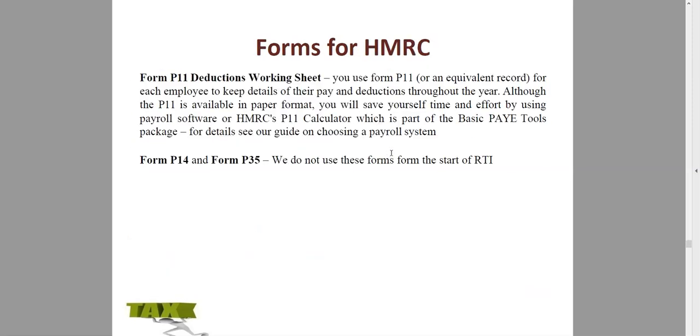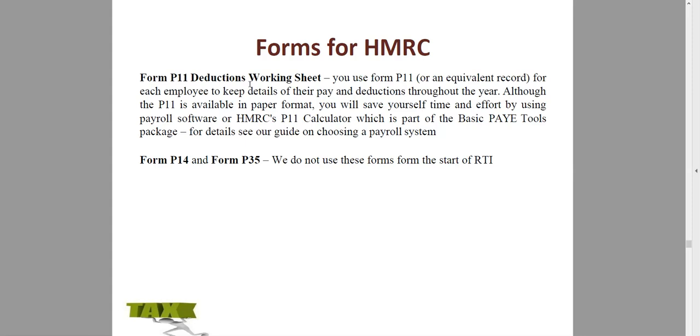Let's talk a little bit about our forms. So, forms for HMRC. The first form we can see here is called the P11D deduction. This one will give you the whole year, how much tax you paid, how much NI you paid. You can see it from your software. And this P11 deduction form will give you the calculation throughout the year.